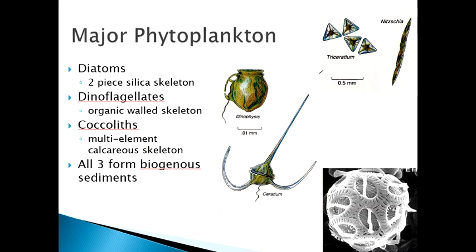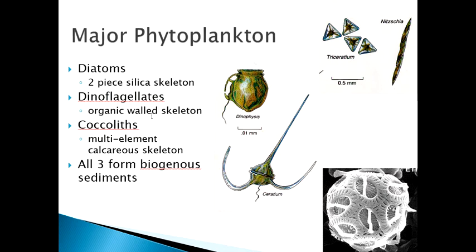Now, the players in this system, there are many other types, but the major phytoplankton are these three groups. The diatoms in the upper right, and there's a couple of examples, and they are single-celled plants. They photosynthesize, and they grow a beautiful little two-piece skeleton made of silica, SiO2.